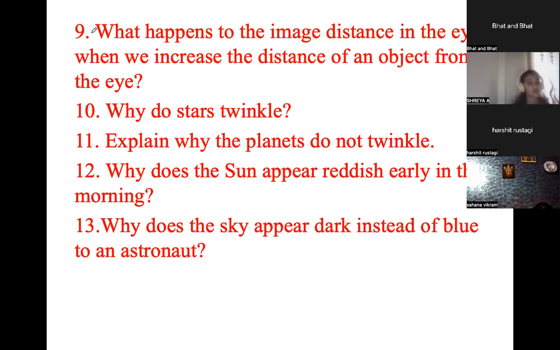Ma'am, I know the answer for the next one also. When the astronaut goes above the earth, it moves away from the Earth's atmosphere, and all the particles in the air move off, so there'll be no light, so the sky will be dark instead of blue.